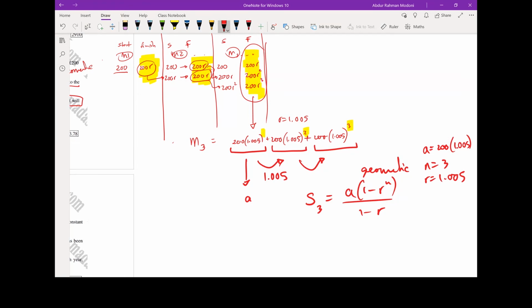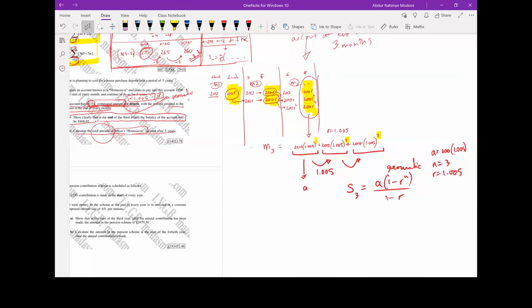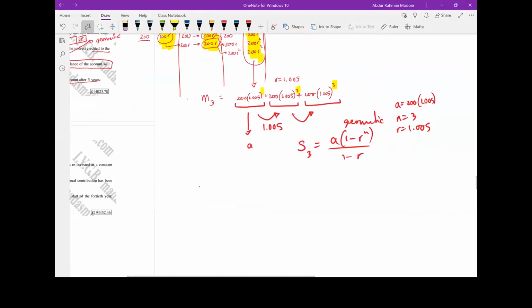months. Why am I focusing on 3 months? Because if I know how to do it for 3 months, I can then extend that to find out what it's going to be at the end of 5 years, which is at the end of 60 months. So I want to find out what it is for M60. Well, for M60, what's my thing going to look like? Well, it's going to look like this.